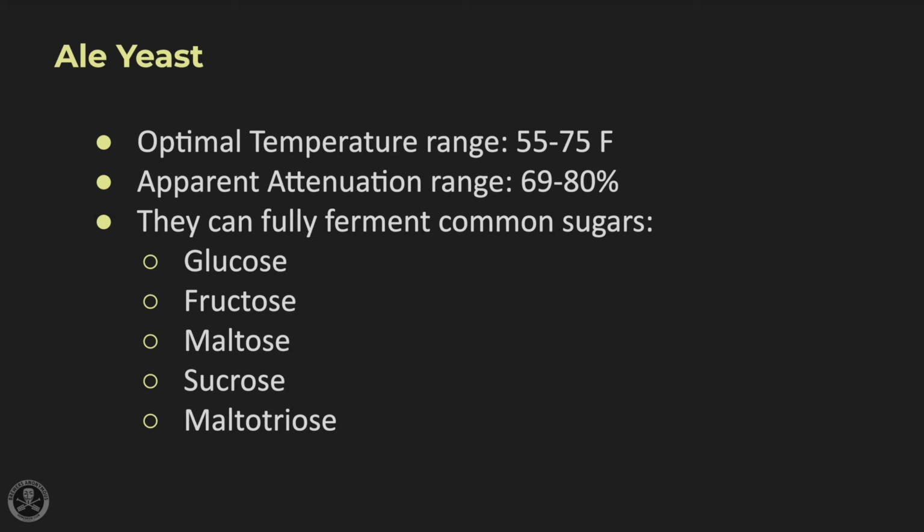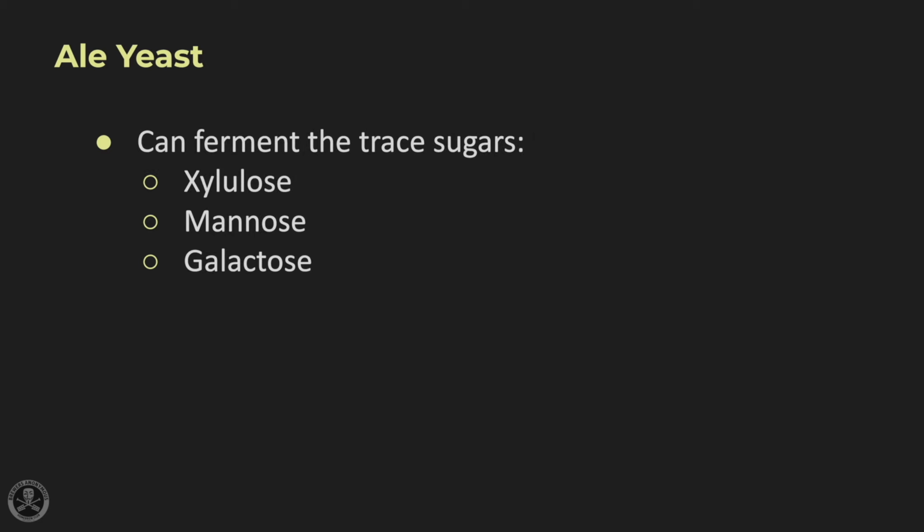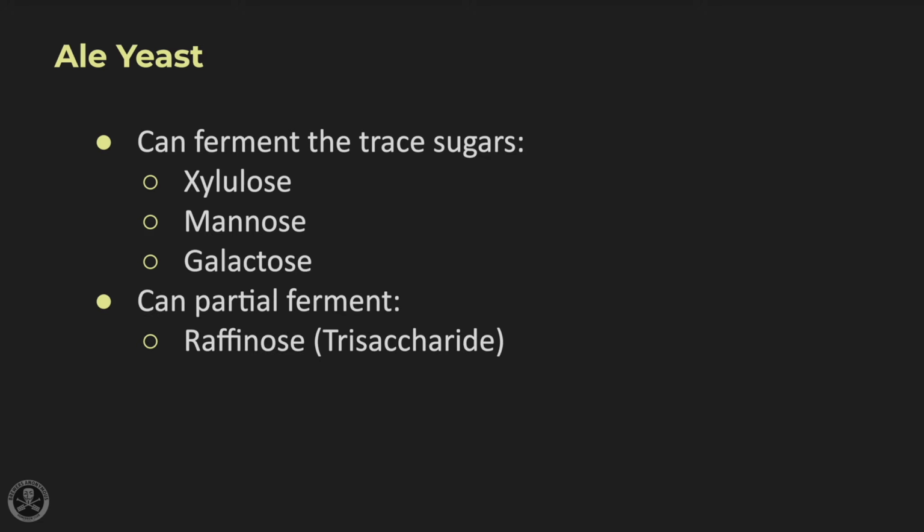Ale yeast can fully ferment the following common sugars: glucose, fructose, maltose, sucrose, and maltotriose. Ale yeast can also ferment the following trace sugars, meaning there aren't a lot of these particular sugars in wort, but if they're there, the yeast can ferment them, and that is cellulose, mannose, and galactose. Ale yeast can partially, but not fully, ferment raffinose, the common trisaccharide produced in wort production.